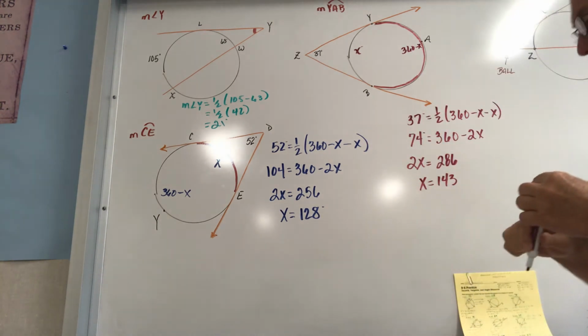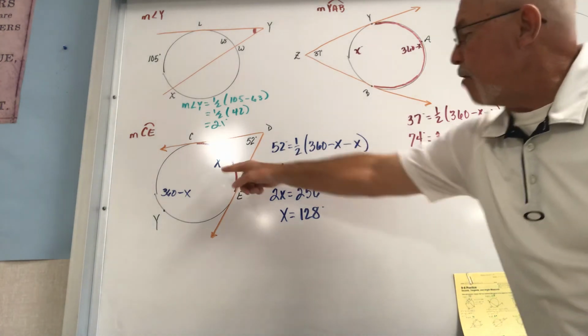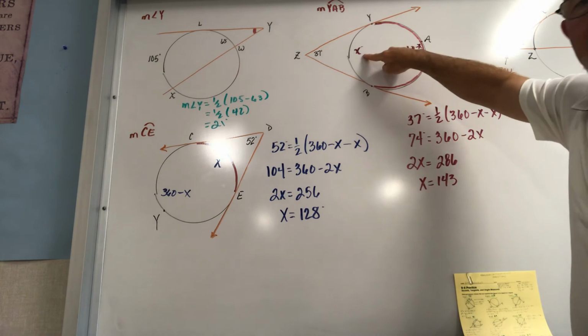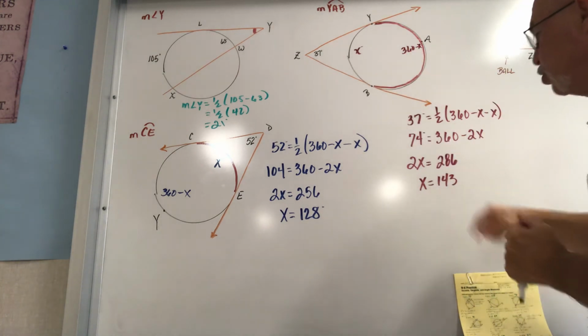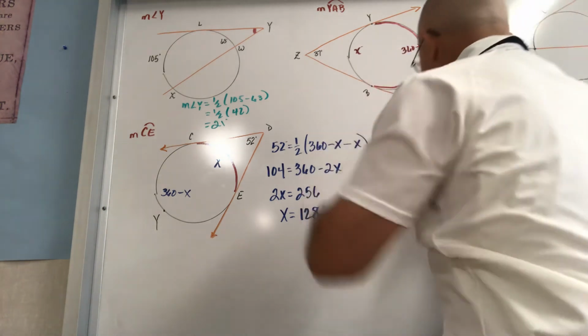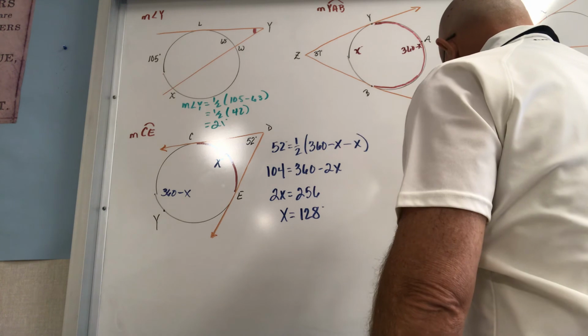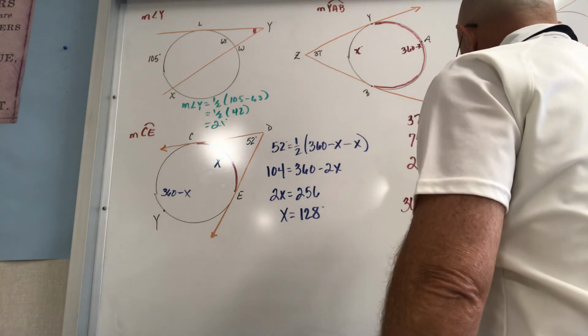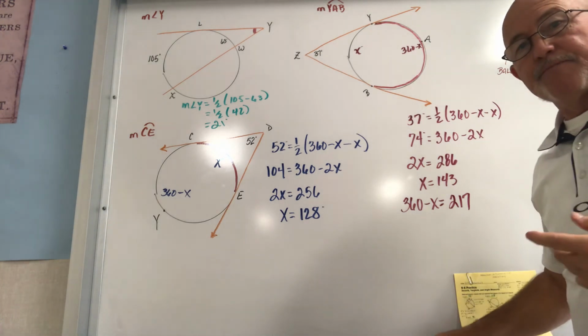Now, here's where you have to be careful. Because we solved it the same way and found, oh, okay, I got that one. What I found here was x. But remember, the problem wants this. So I do have to find out what that is. So 360 minus 143 is 217.